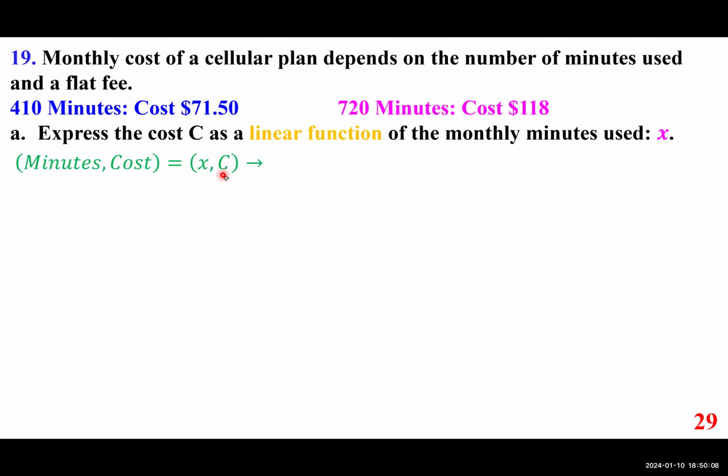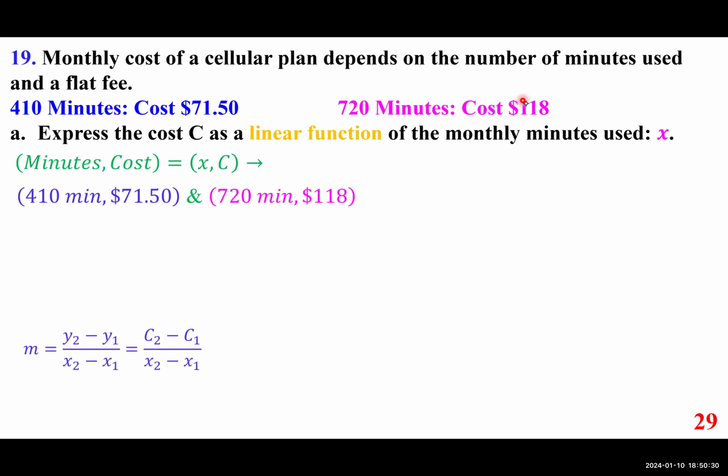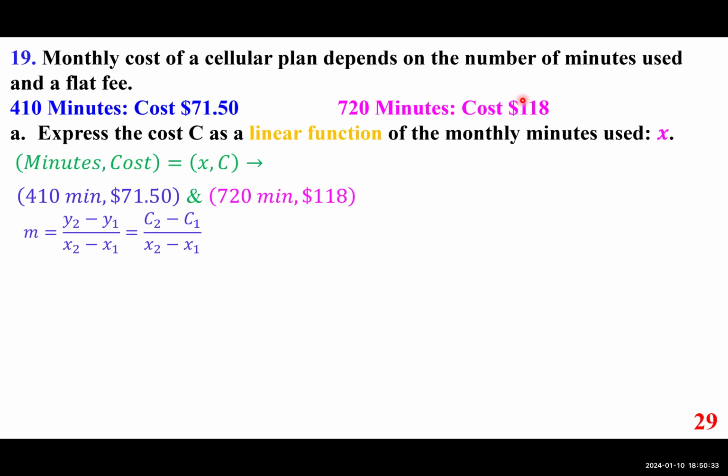Now here are the two pairs. x is the number of minutes, so 410 minutes is $71.50. 720 minutes is $118. So those are the two pairs. Practically, we are done. When two pairs are given, we can calculate the slope and then the equation of a line. So recall the slope is y sub 2 minus y sub 1 over x sub 2 minus x sub 1. So we are going to say C sub 2 minus C sub 1 over x sub 2 minus x sub 1. So 118 minus 71.50 over 720 minus 410.